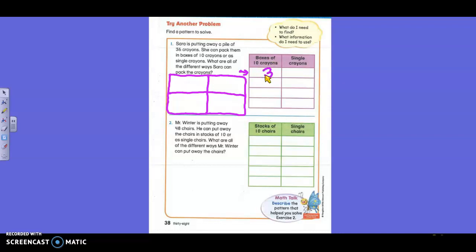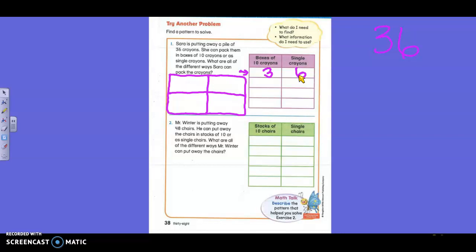And actually, you probably wouldn't even have to draw this because then how many single crayons would you do? 3 is your 10s, then what's your 1s number? For 36, if 3 is your 10s, what's your 1s number? 6. So you know what? We don't even have to draw that. Okay?